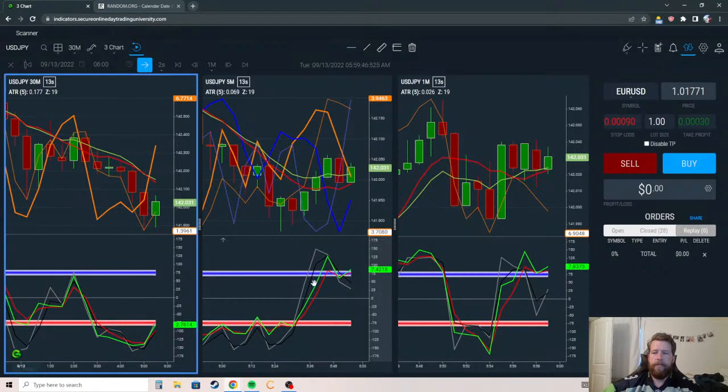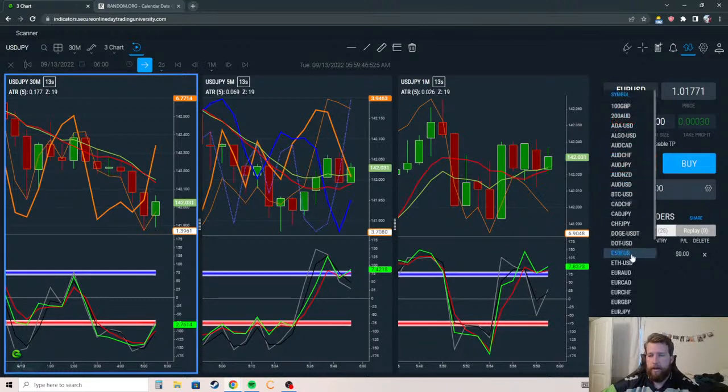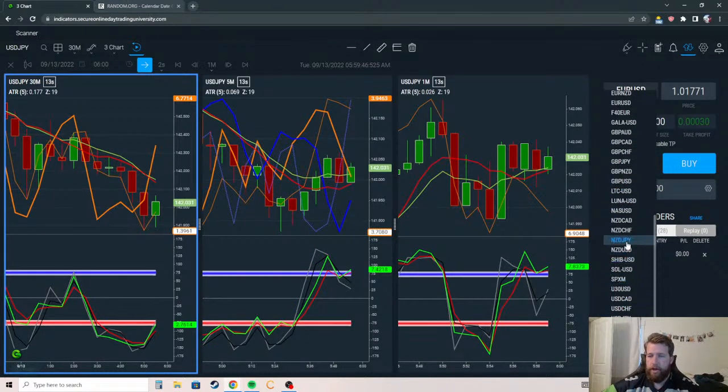So again, these red and green lines are called the pressures. These are called the majors and minors. Majors are red and green, minors are black and gray. And the orange and blue lines here are the TNTs. So if you hear me reference those by name, that's what I'm talking about. Make sure we're trading on the yen. Let's see. There we go.